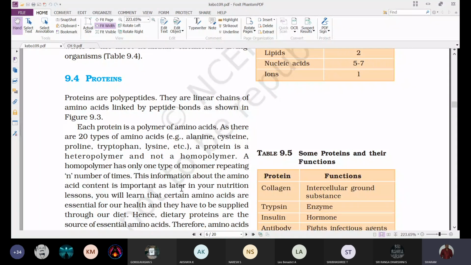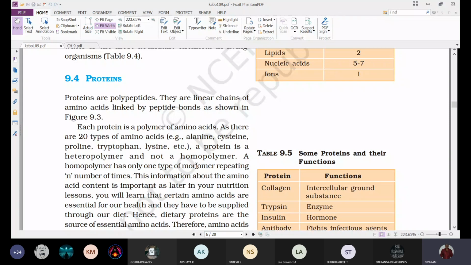Next one is proteins. Next to water, what is more abundant is proteins, around 10 to 15%. The proteins are also called polypeptides. Why do we call them polypeptides? When you observe the structural units with which proteins are made up of, they are amino acids. Amino acids are the building blocks of proteins.